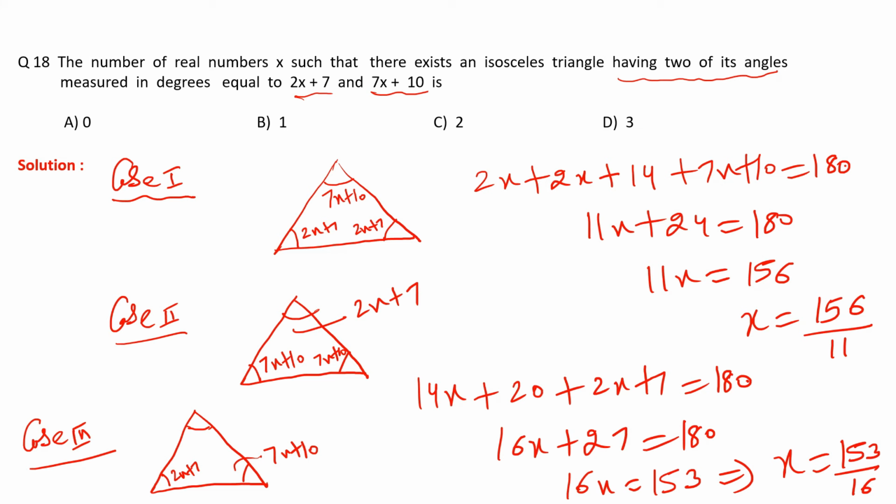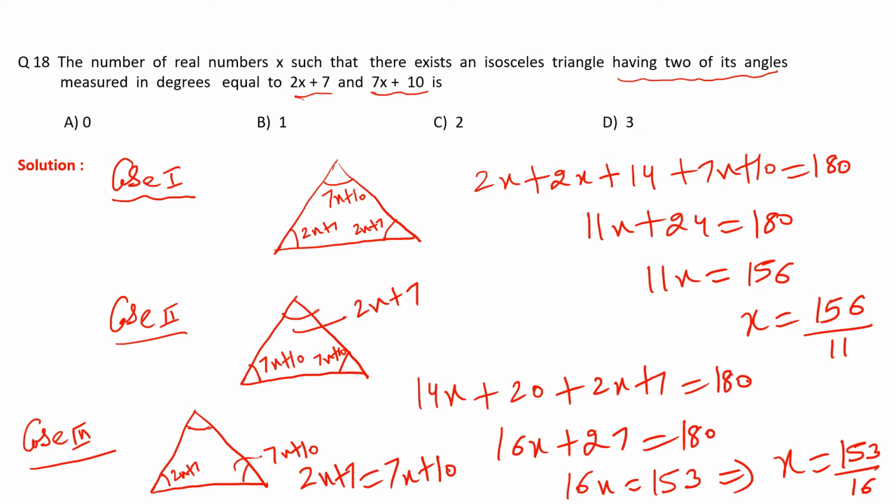Because we have to ultimately fulfill the condition, and that condition is that two of the angles of this isosceles triangle must be 2x plus 7 and 7x plus 10. But I have to make this an isosceles triangle. It means I will have to put 2x plus 7 equal to 7x plus 10. Earlier, I was taking two equal angles as 2x plus 7 or two equal angles as 7x plus 10. But this time I have made 2x plus 7 equal to 7x plus 10.